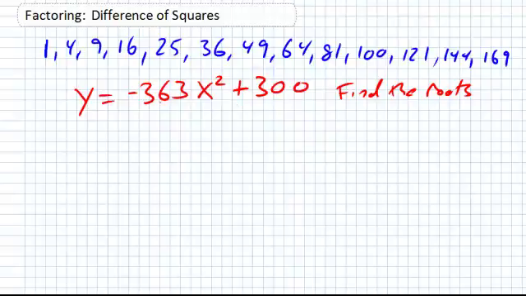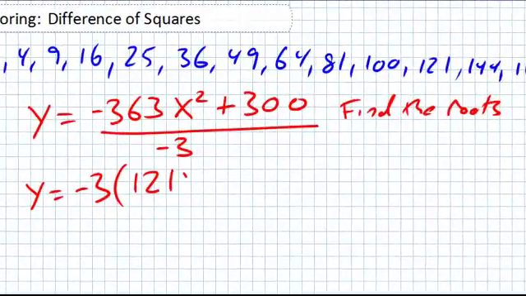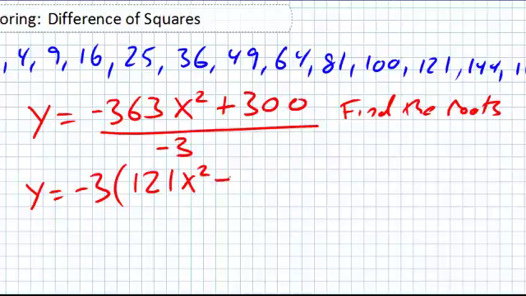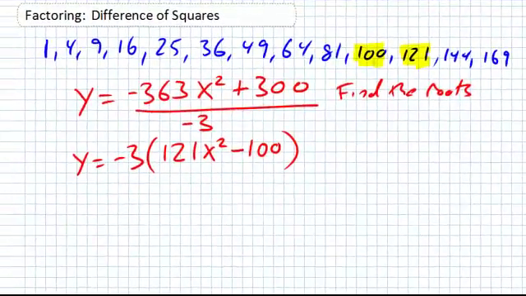I'm seeing 3 plus 6 plus 3. That's going to be divisible by 3, and 300 is divisible by 3, so let's do that. But I'm going to divide by a negative 3. Maybe that'll help out my sign issue. So y equals negative 3 times 363 divided by 3 is 121x squared, and 300 divided by negative 3 is going to be negative 100. Let's do a check. Is 121 on my list? There it is. And is 100 on my list? There it is. So this indeed is a difference of squares.